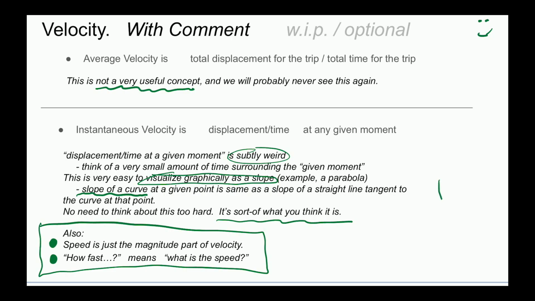Okay? But what you can think about it is the instantaneous slope of a graph. So if you look at this sketch of a graph here, I'm going to draw a little parabola, and I'm going to try to find the slope at some point in time, like right there. All I have to do is take a tangent line. So the slope is the tangent line if you have a curvy graph. At that point, it's easy to get the speed. You can just look at the magnitude of that slope. And if somebody ever asks you, how fast is that thing going? What they're asking you about is speed.